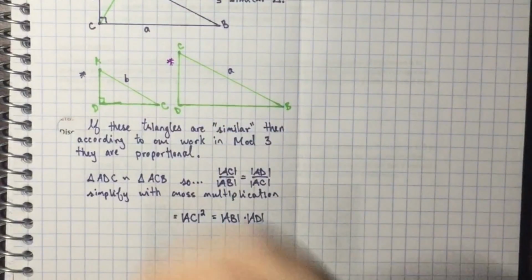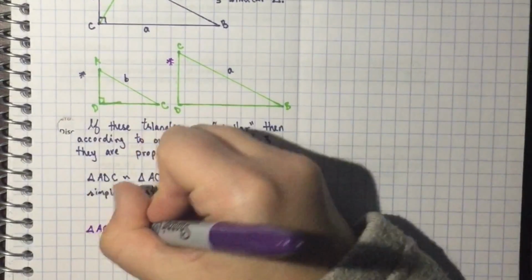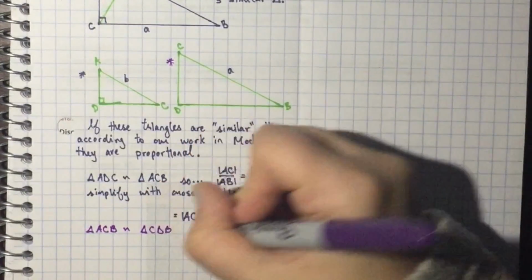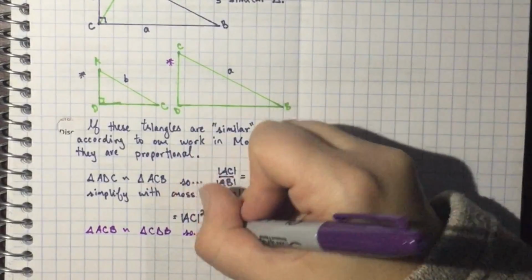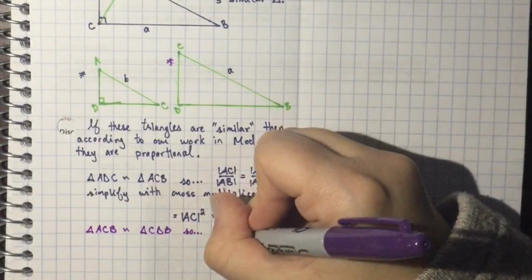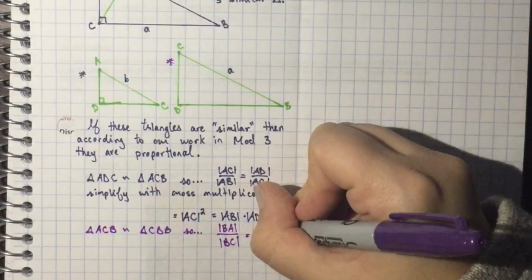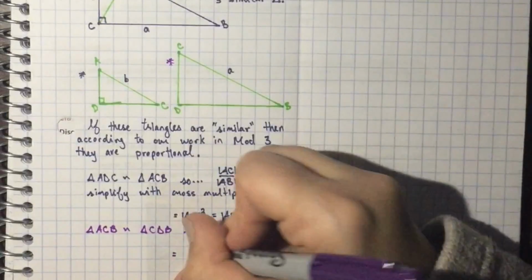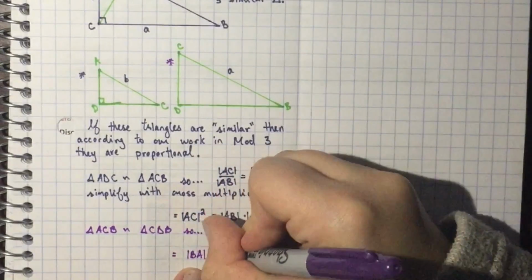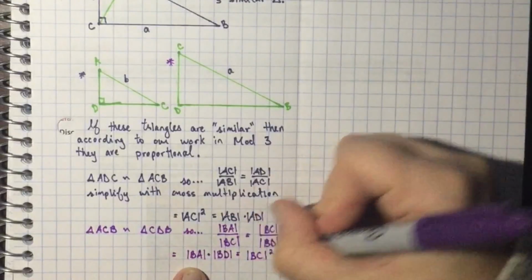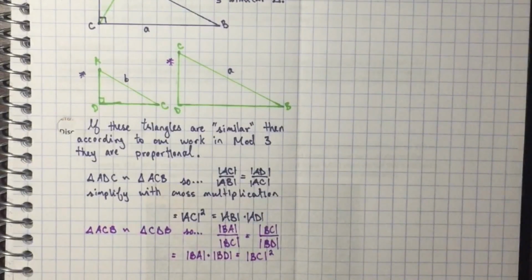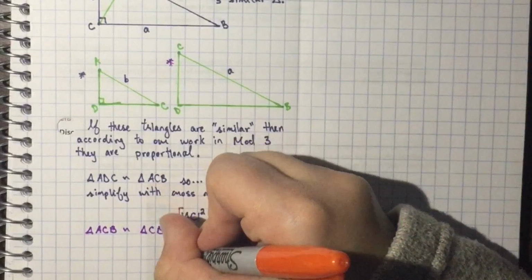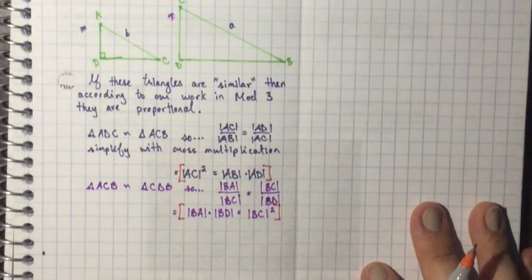Now I'm going to look at two other triangles. I'm still going to be looking at ACB, but I'm also going to look at CDB. If those two triangles are similar, then I know the following proportion is true: BA over BC equals BC over BD. After cross multiplying, again, I get a formula that says BA times BD equals BC squared. So I'm going to look at my two equations, the first simplified and the second, and I'm going to add them together.